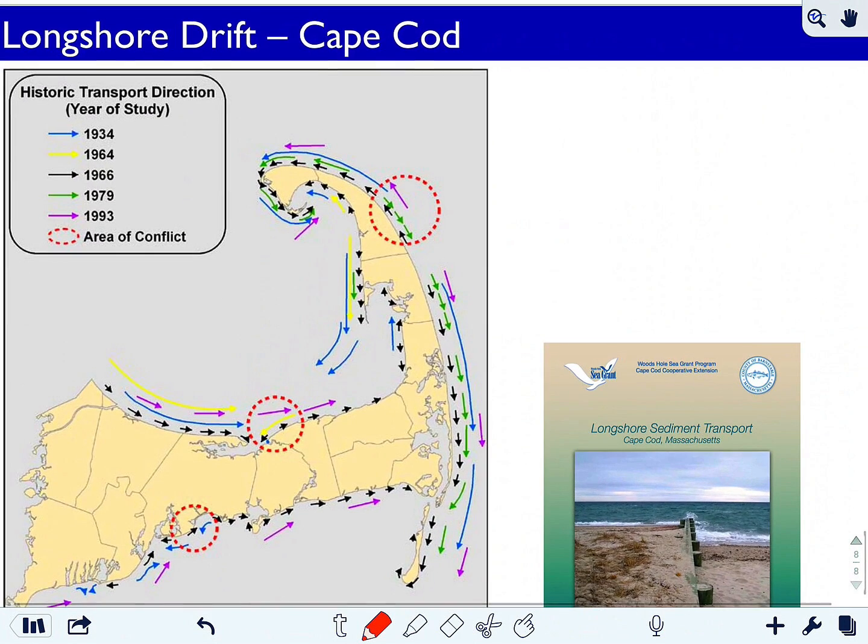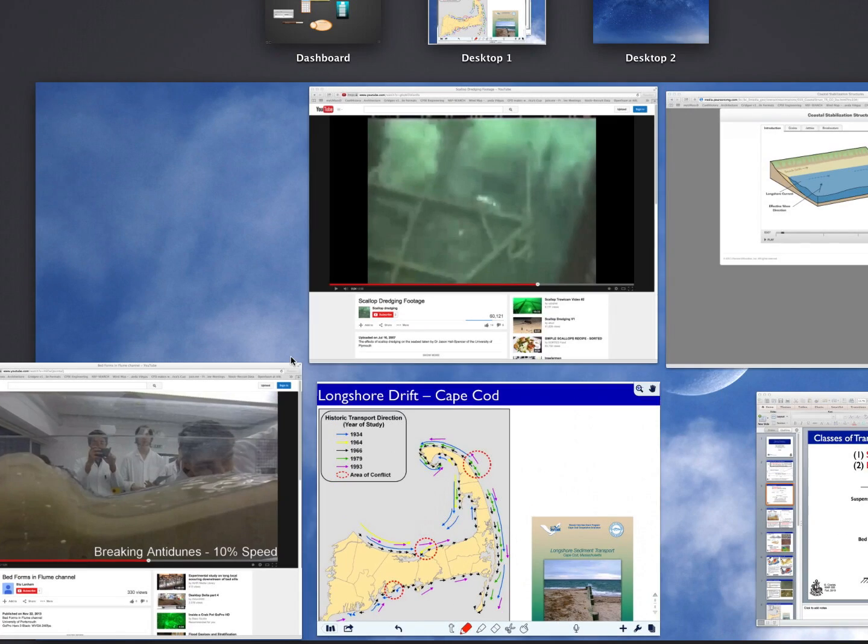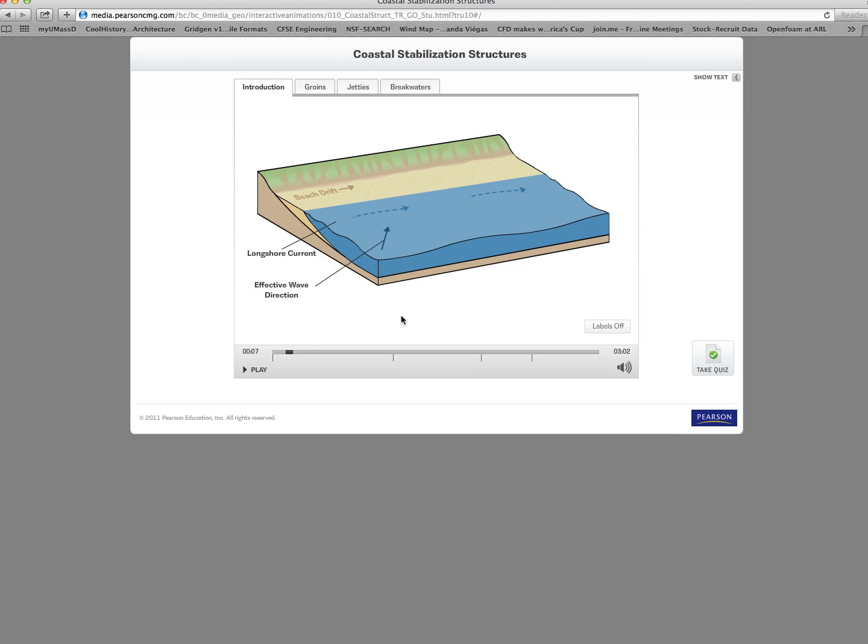The last topic I want to mention is longshore drift. Let me show you a quick video about that. I'll put the link up on the website too if you want to listen to the whole audio on this.